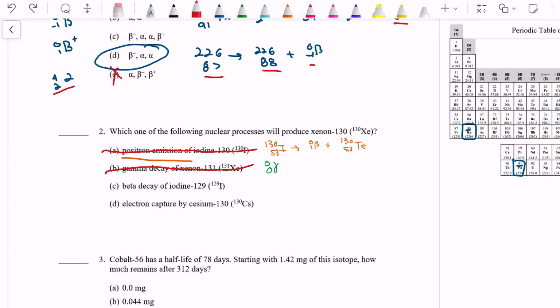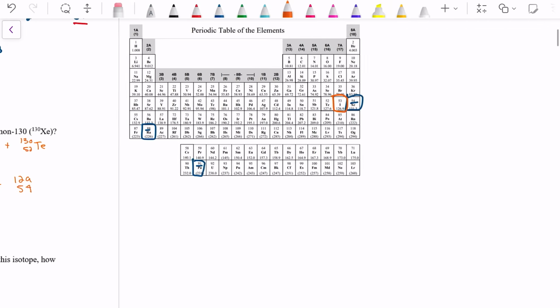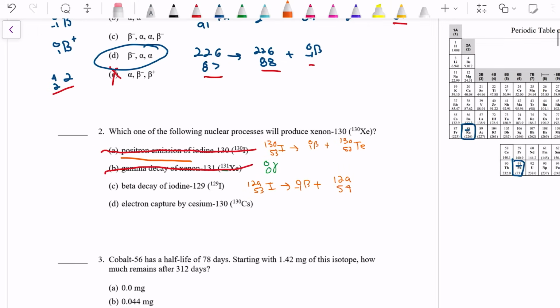Okay, beta decay of iodine-129. I'll go back to orange. Iodide, mass number 129, atomic number 53, and they are saying beta decay, 0, -1. If we balance this, I'm going to get 129 and 54, which is xenon, but the mass number is wrong. It's not C.